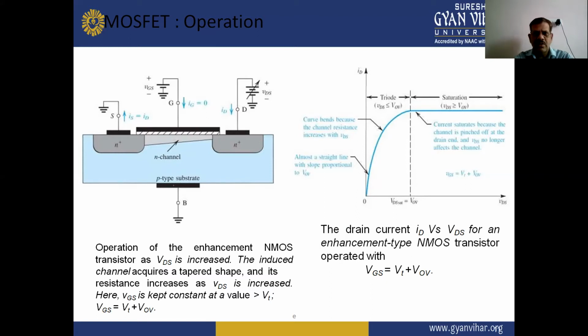So this is the operation and structure of the MOSFET by the diagram, and also we can explain this with the help of the VI characteristics of the MOSFET, in which the curve bends because the channel resistance increases with VDS, and also current and voltage. Here in this graph there is a saturation region in which VDS is greater than VOV.